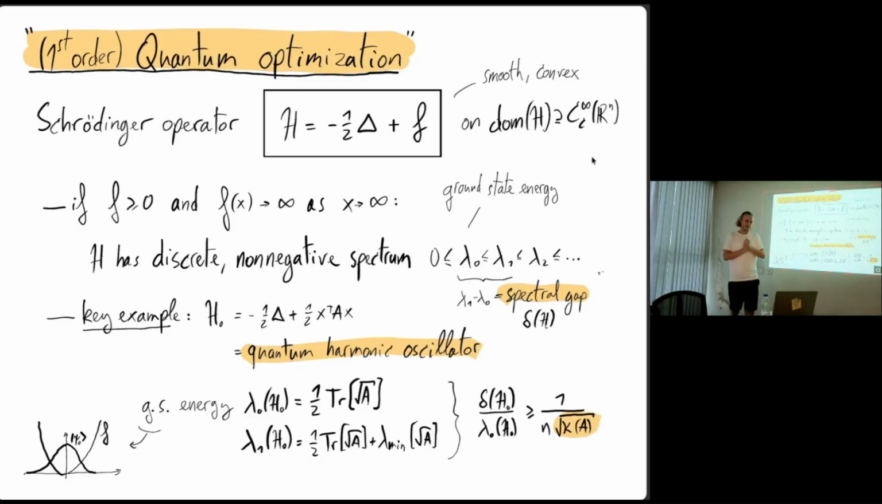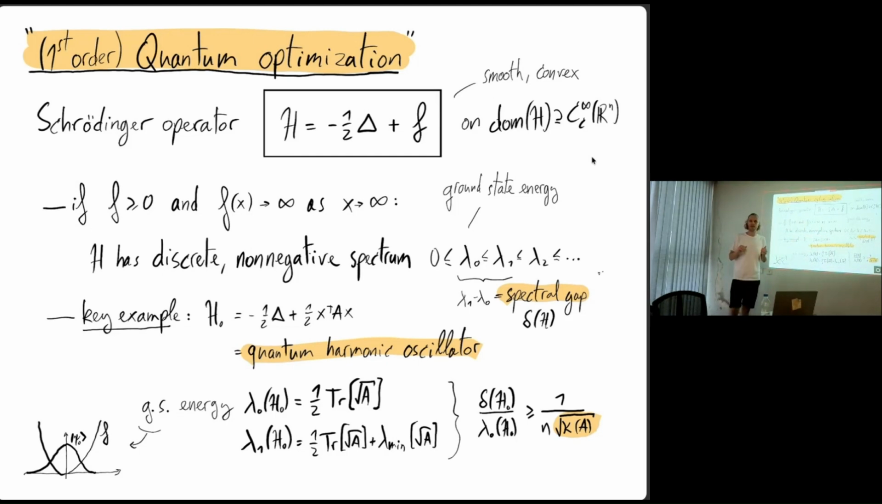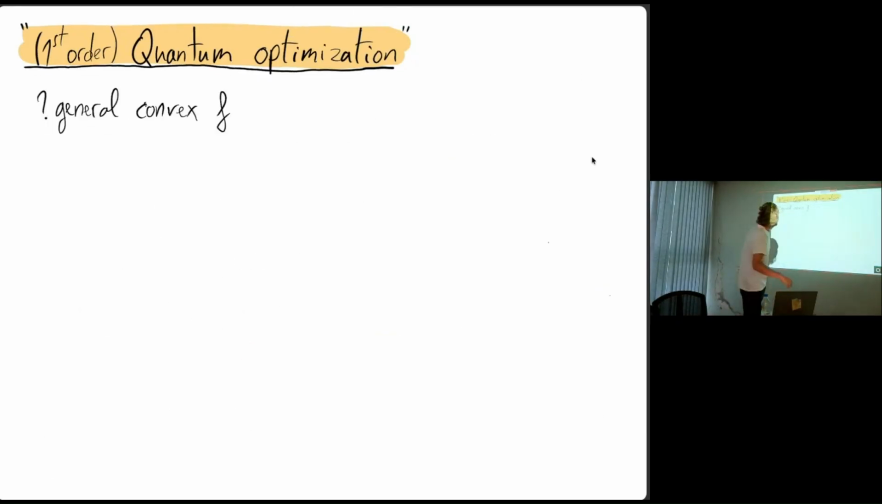So we see that if you would like to optimize the operator, which probably means preparing the ground state, then this is going to be tied to the spectral gap complexity, right? And the spectral gap shows the condition number. So there's this analogy with first order optimization already in this simple case of quantum harmonic oscillators. Then what we do is go beyond that, and we say, what if you have a more general convex function?